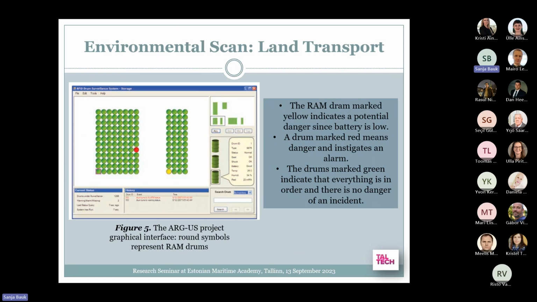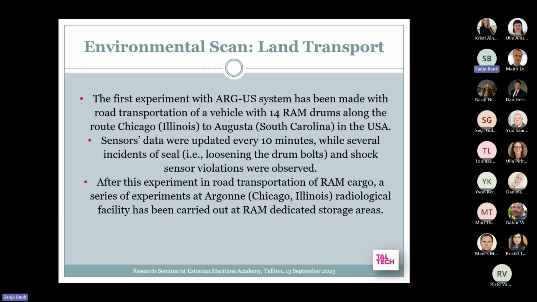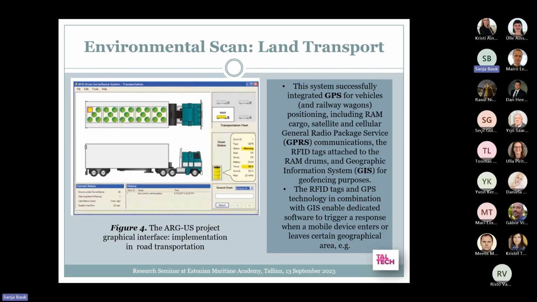Oh, this one, yes. But okay, yellow indicates that the battery is low, for example, yes? Low battery, yes. But what about red? What is it? Is it overheating or leaking or something? It's a mechanical problem with the security of the drum. The safety belt around the drum.